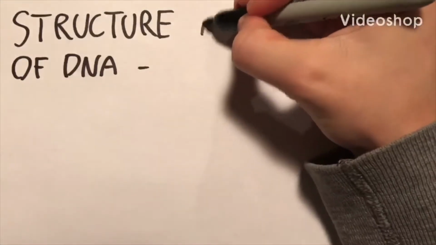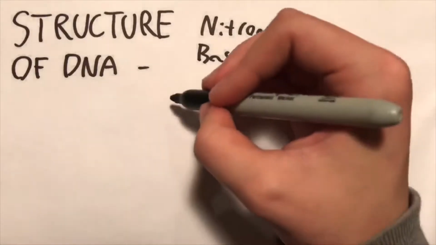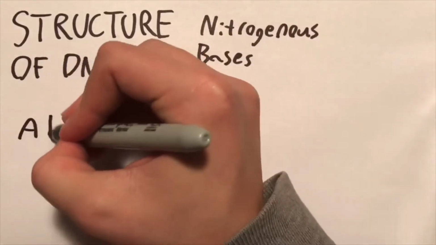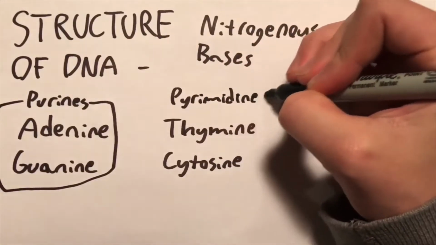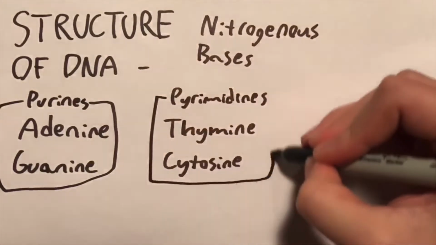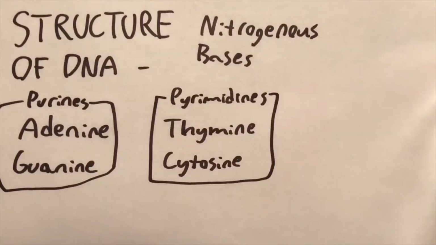In between the backbones of these strands, there are nitrogenous bases, which make up the actual information of DNA. The bases are adenine, thymine, guanine, and cytosine. These bases can be sorted into two groups, purines and pyrimidines, which is based on its shape. Adenine and guanine are purines, the larger of the two, while thymine and cytosine are pyrimidines.